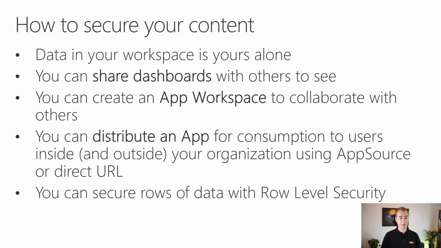You can distribute an app for consumption to use inside and outside of your organization using AppSource or a direct URL. And once you've given access to data in your environment, if you make someone a collaborator on an app workspace, they'll be able to see all the data. If you just give viewer access roles, you can secure the data with row level security. That means the same report and dashboard shared with people around the world can be limited, for example, so the sales department in the Netherlands can only see sales data from the Netherlands, and the sales department from the UK can only see data from the UK.